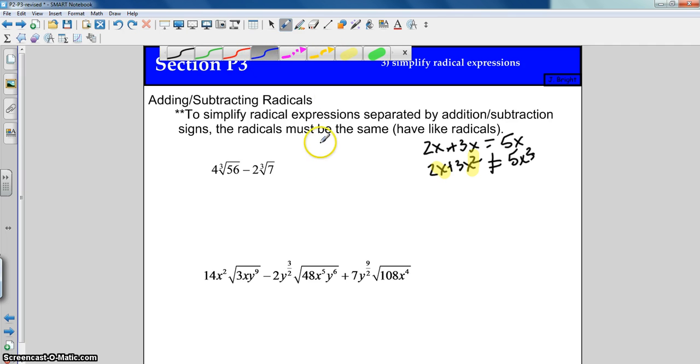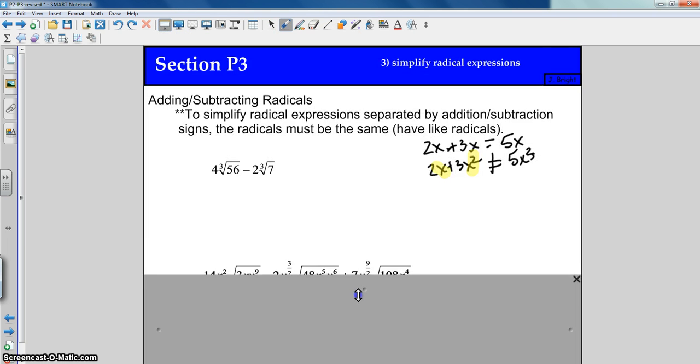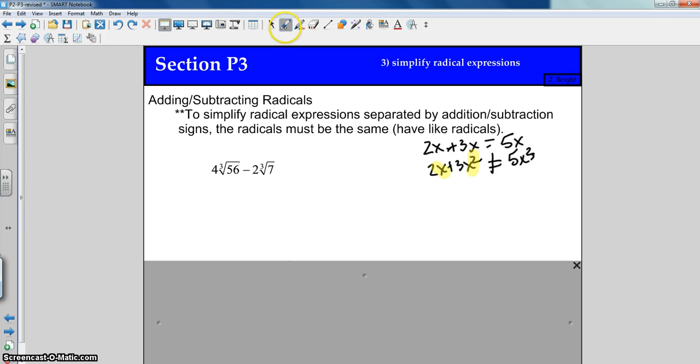Okay, so let's take this one step at a time. I have 4, and maybe I'll hide the other one quick. So I have 4 cube root of 56 minus 2 cube root of 7. This 56 I can factor as, let's see, the third root of 56 is 8 times 7. This is multiplication, minus 2 cube root of 7.